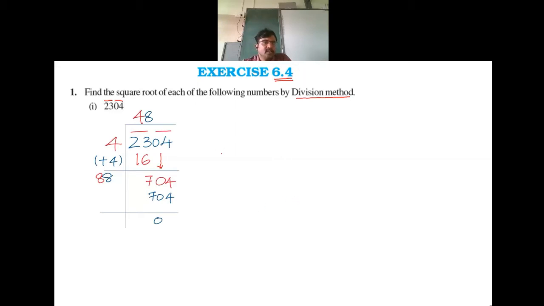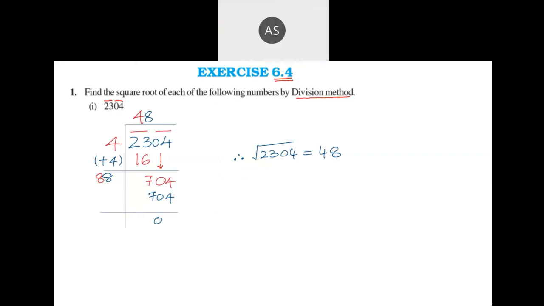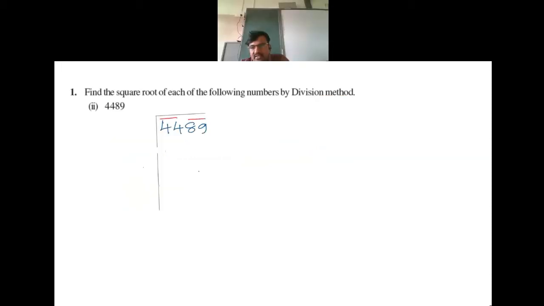Now, therefore, I can write the conclusion. The square root of 2304 is 48. This is the method to simplify. Always remember to group it properly. Let's look at the next question.